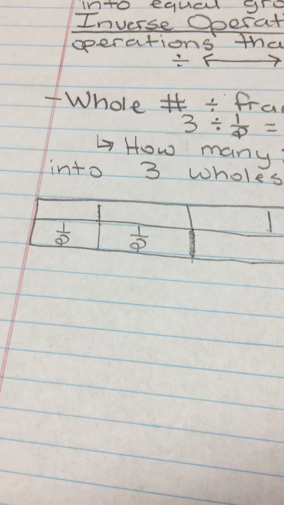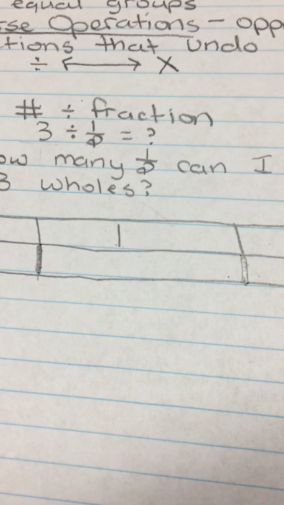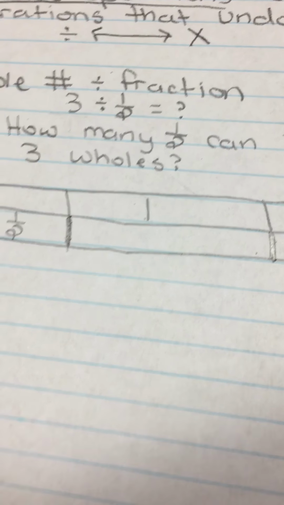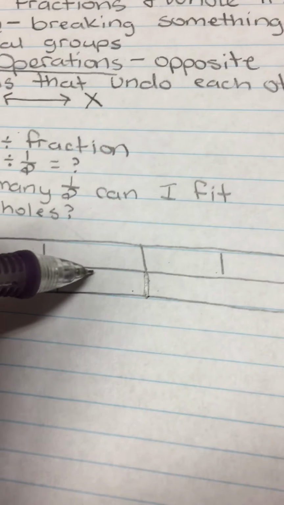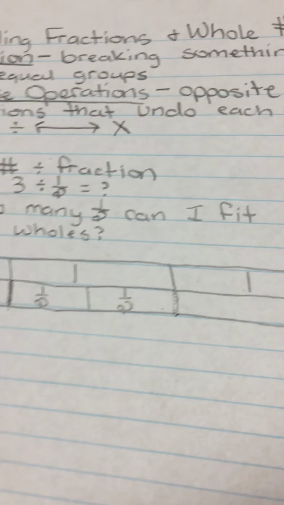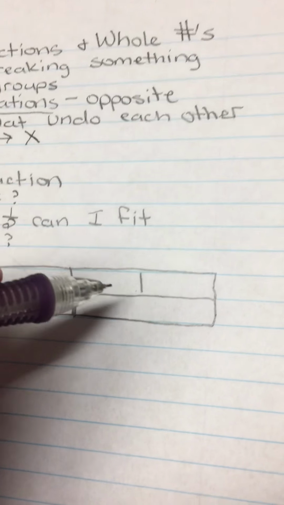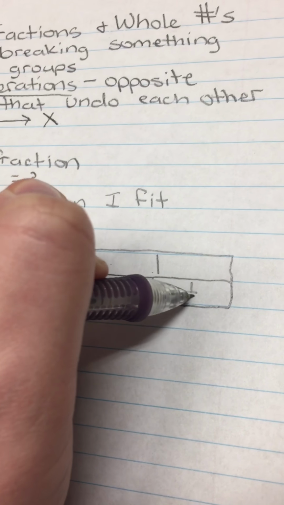So now if we keep that same idea, here's another whole. How many halves will fit into that whole? If it's anything like the first one, there's going to be 2 halves in there. So I'm going to cut this in half and write 1/2 and 1/2. And if this third one is anything like those other 2, this one's also going to be 1/2 and 1/2.